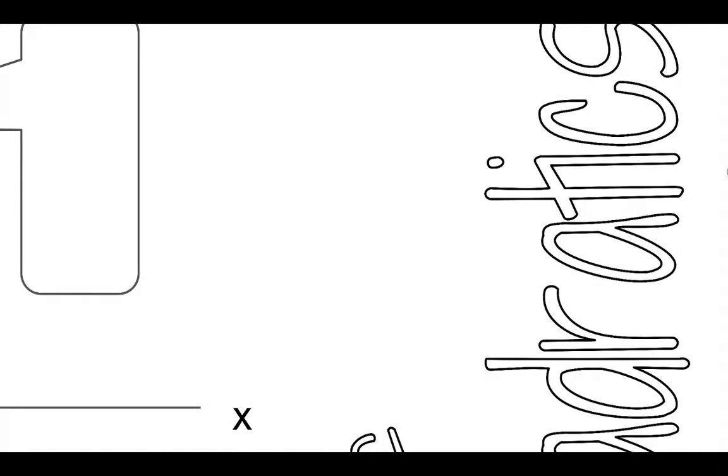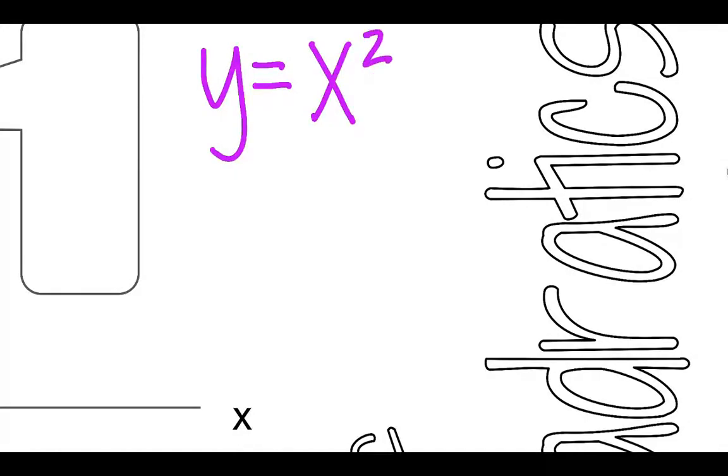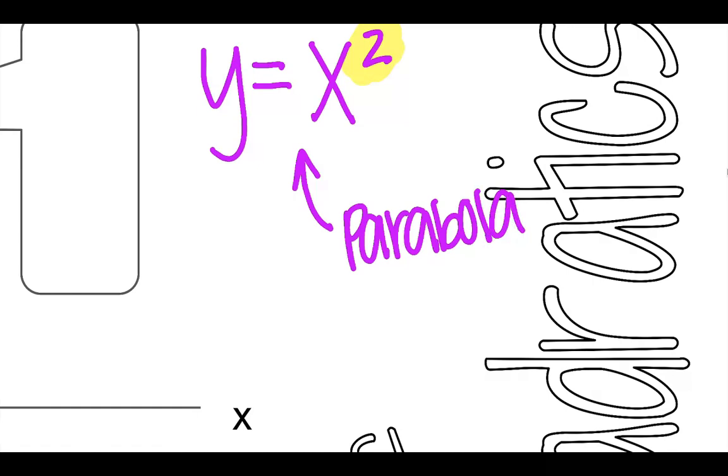The equation for this is y equals x squared. So this x squared, this little baby 2 right here, is what makes it a quadratic. And the graph for it, instead of a line, is called a parabola. It's pronounced parabola. And that's that big U. So we've kind of introduced it a little bit.